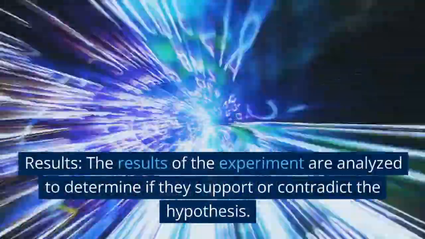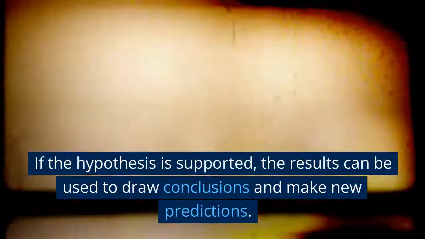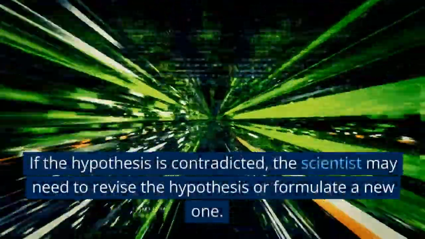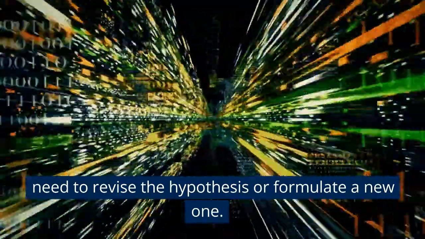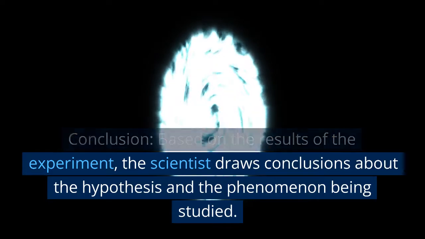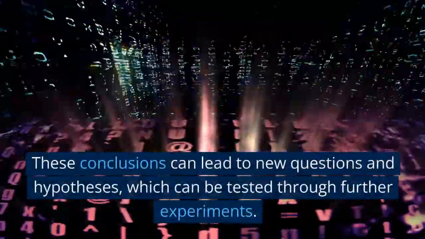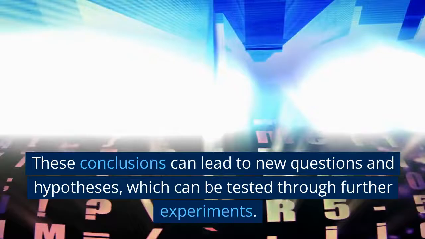Results. The results of the experiment are analyzed to determine if they support or contradict the hypothesis. If the hypothesis is supported, the results can be used to draw conclusions and make new predictions. If the hypothesis is contradicted, the scientist may need to revise the hypothesis or formulate a new one. Conclusion. Based on the results of the experiment, the scientist draws conclusions about the hypothesis and the phenomenon being studied. These conclusions can lead to new questions and hypotheses, which can be tested through further experiments.